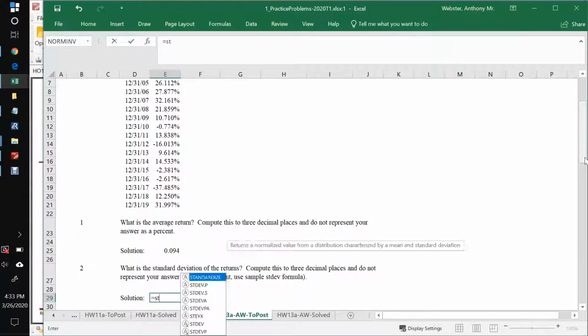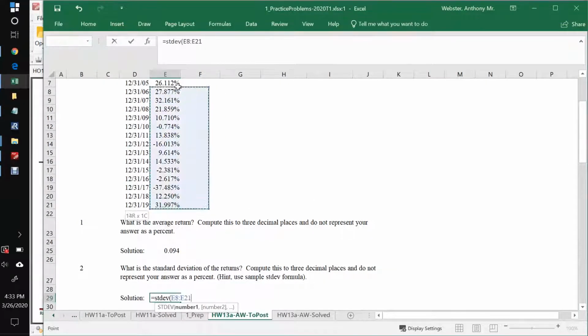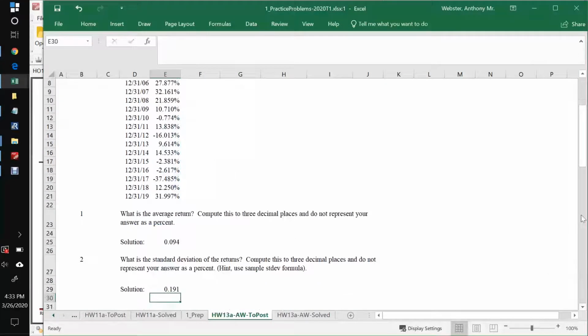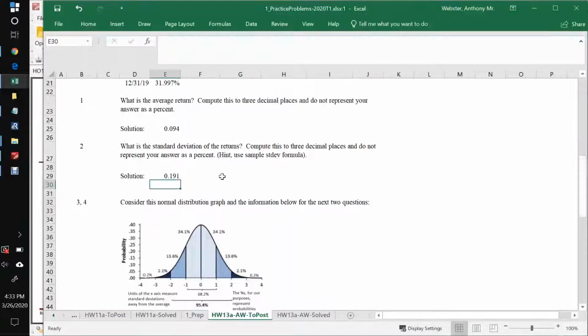So I'll just say down here that we want the standard deviation of all of our returns. Okay, and so that's about 19.1%. So that's it for that.